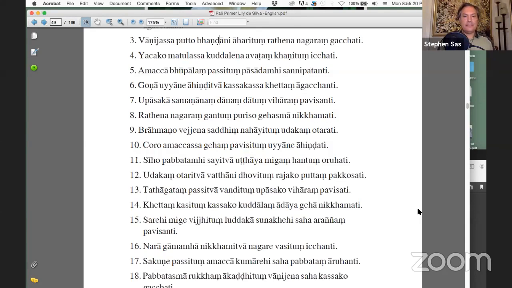Avatam is the pit. That is the accusative. Matulasa kudhalena, with the hole. It's instrumental, right? Instrumental, yes. Matulasa is the uncle. The fourth case, the genitive. Sorry, genitive. That's right. You're right.